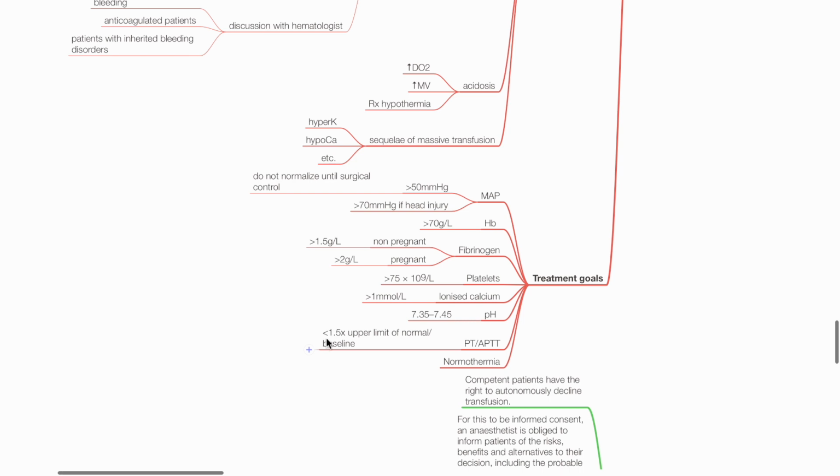Treatment goals: MAP more than 50 mmHg. Do not normalize MAP until surgical source control. Aim MAP more than 70 mmHg if head injury to provide adequate cerebral perfusion pressure. Hb should be more than 70 grams per liter. Fibrinogen should be more than 1.5 grams per liter for non-pregnant and more than 2 grams per liter for pregnant patients. Platelets should be more than 75. Ionized calcium should be more than 1 millimole per liter. pH should be 7.35 to 7.45. PT-APTT ratio should be less than 1.5 times the upper limit of normal. Ensure normothermia.